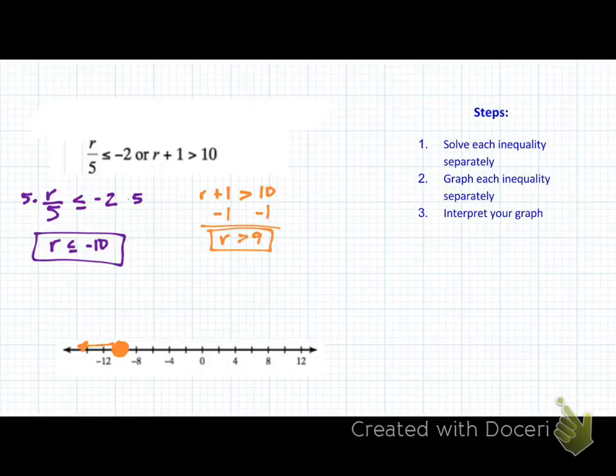R is less than or equal to negative 10. So which way is it going? Left. Okay, look at the second one. R is greater than 9. Do I fill it in? No. Which way is it going? Right. Good. Do you see how these lines are not crossing? No. So what is that telling me? That it's like I want either pie or I want ice cream, not both. Okay? Write this one in your notes, please, and then we can pack up. So that concludes the lesson for today.